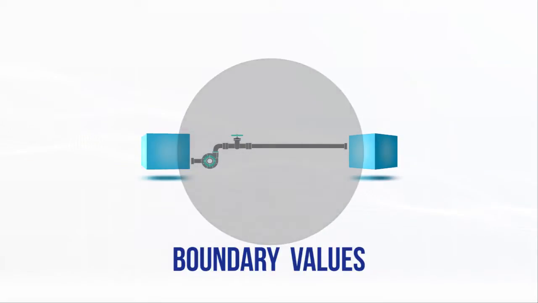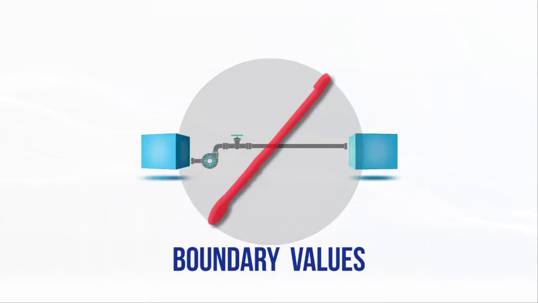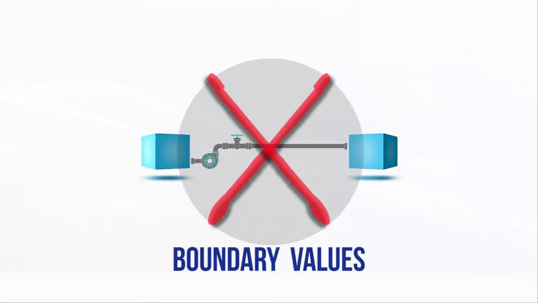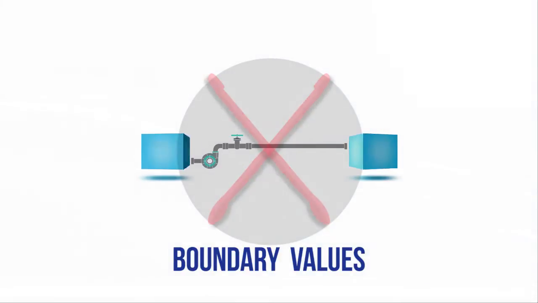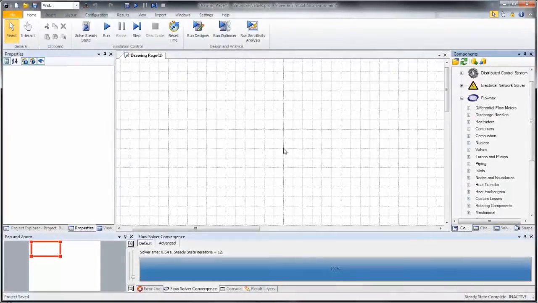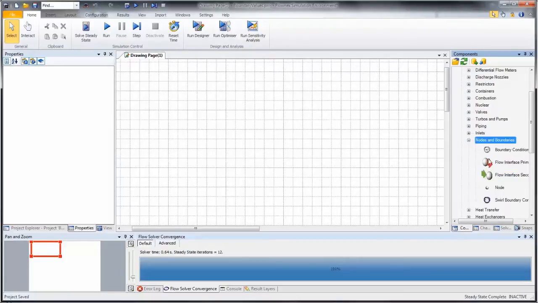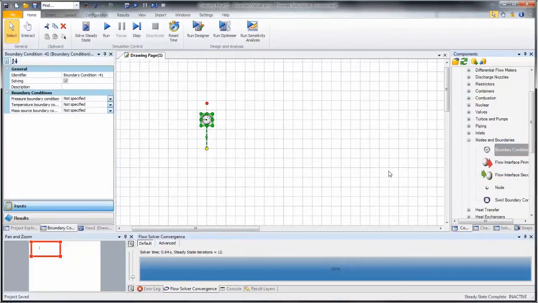Without the correct boundary values, the rest of the model will be futile. It will not function properly or give you the wrong results. The component itself you can find under nodes and boundaries. And again, drag drop onto the canvas.